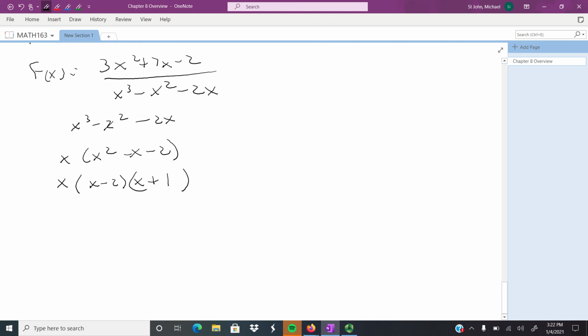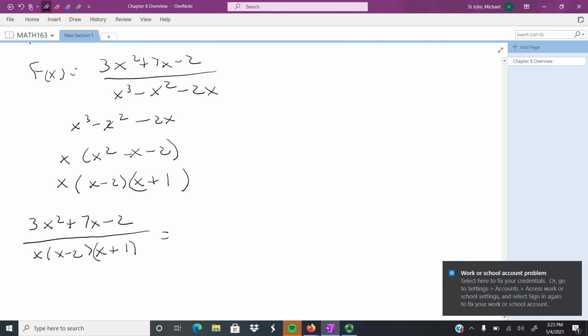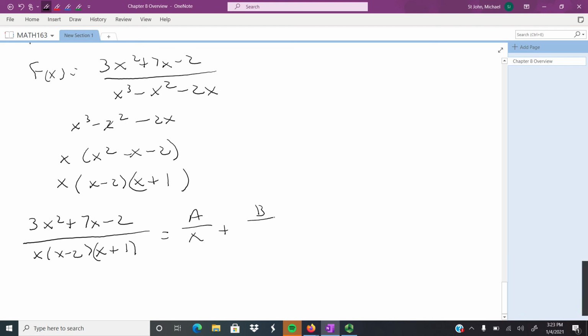So now we could take what we had, which was 3x squared plus 7x minus 2 over the x times x minus 2 times x plus 1, is going to be equal to a over x plus b over x minus 2 plus c over x plus 1. So what we want to do now is figure out the a, the b, and the c.